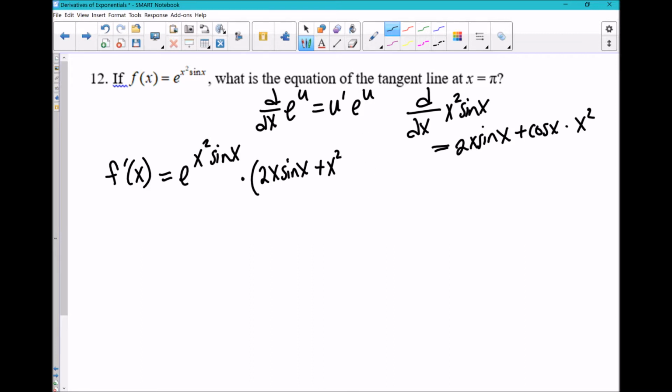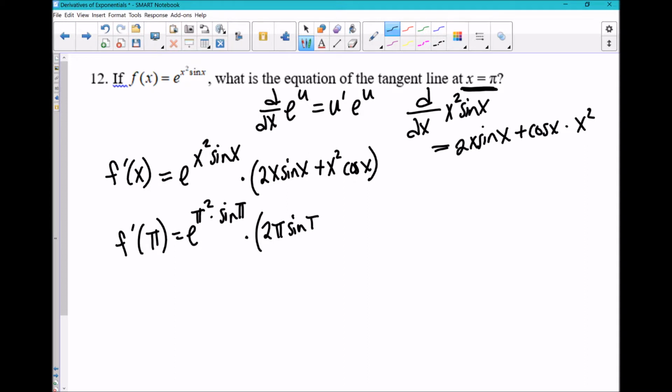Oops, it's x squared cosine x. Okay, and while there's nothing really we can do to simplify that, we are going to need to find f prime of pi in order to know the slope at pi. So let's see this. This is e to the pi squared times sine of pi times 2 pi sine pi plus pi squared cosine pi.